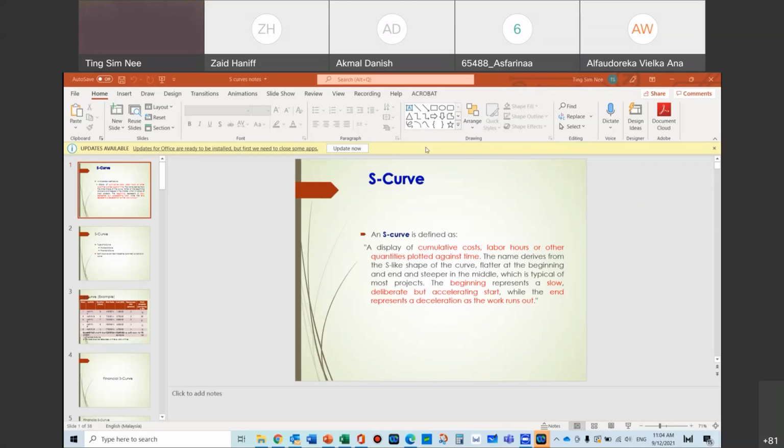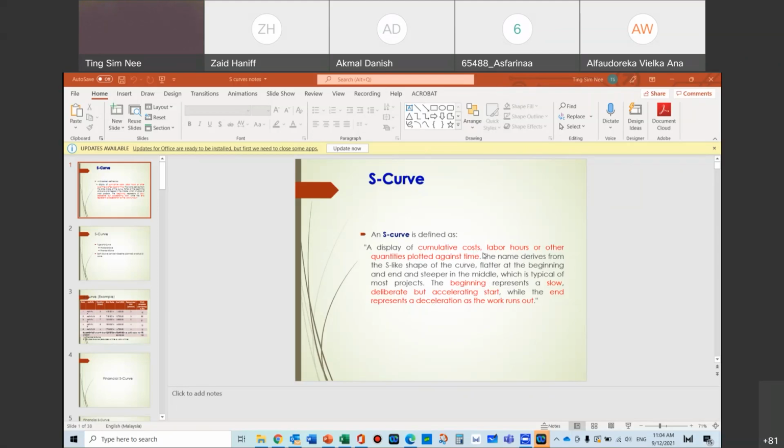The curve is like this. It's a monitoring tool. Okay, it's a planning tool. It's also a monitoring tool. So it is a display of cumulative cost, labor hours, plotted against time. So this is a technique that actually combines cost and time together. And it will actually always look like a snake.